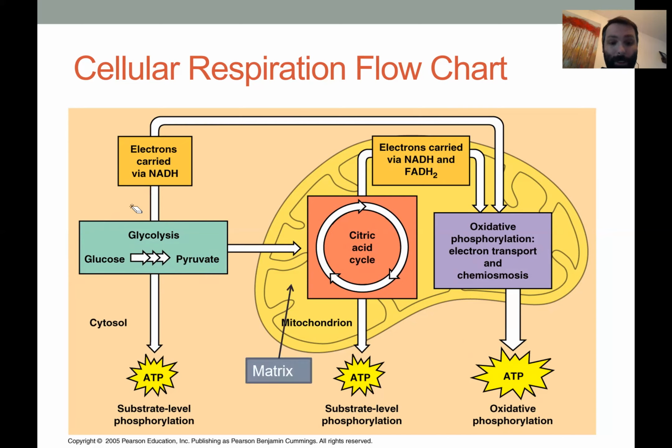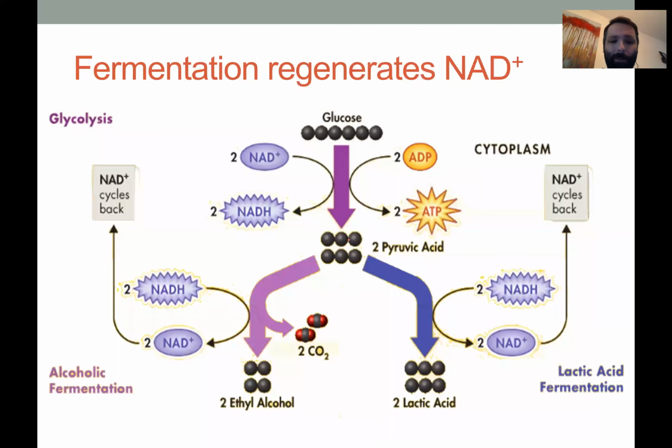Some names for this one. The matrix is the inside part where the Krebs cycle happens, and then the intermembrane space is like the thylakoid version now. This is where the electron transport chain will be done, right? So maybe you'll have to know those names. A lot of times they come on diagrams though.